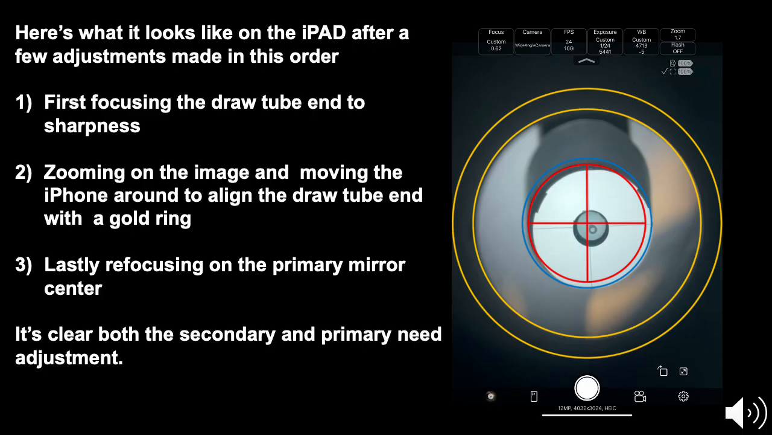1. First focusing the draw tube in to sharpness. 2. Zooming on the image and moving the iPhone around to align the draw tube end with the gold ring. 3. Lastly, refocusing on the primary mirror center. It's clear both the secondary and primary need adjustment.